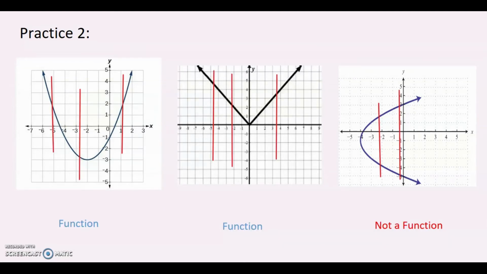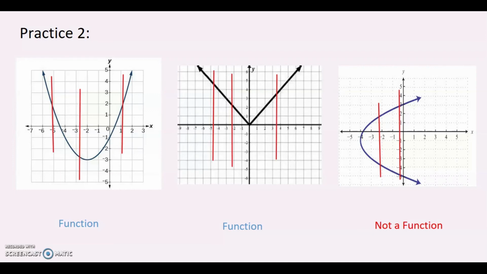Here are the solutions for the questions. Let's go through them together. The first two graphs are representative of functions, because if we draw vertical lines across the graph at several different points, we notice that the vertical lines only ever cross the graph at one point, thus allowing us to determine that these graphs are functions.